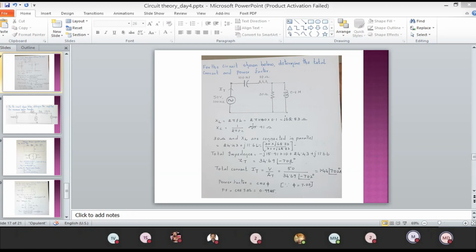The most important thing here you should understand is how to determine the power factor: cosine of the angle of total impedance, cos of 7.02. The remaining calculations are very simple and nearly similar to DC circuit analysis. And take care, XL is 2 pi FL, XC is 1 by 2 pi FC.